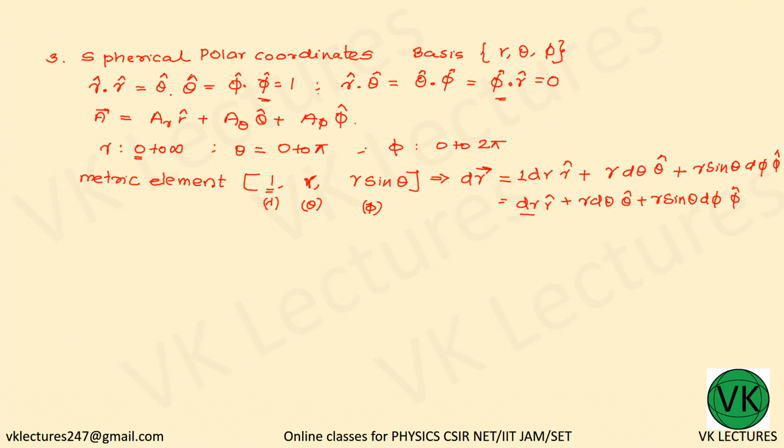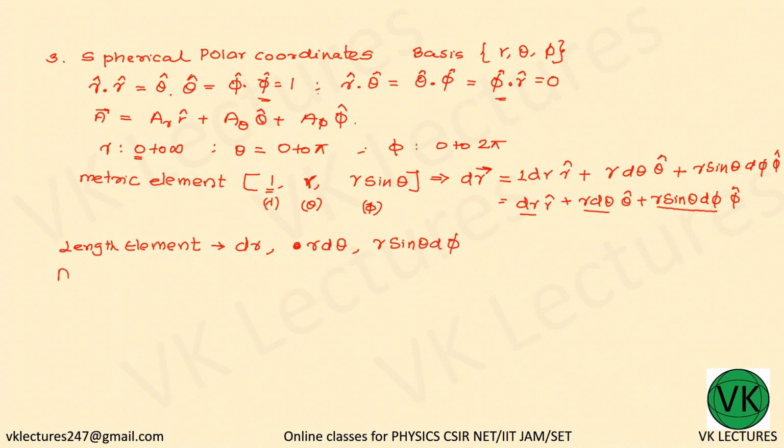So this is the length corresponding to the radius, this is r d theta for theta, and r sine theta d phi corresponds to the angle phi. Now once again you can write the length elements. What are the length elements corresponding to each of the coordinates? That is dr, r d theta and r sine theta d phi.